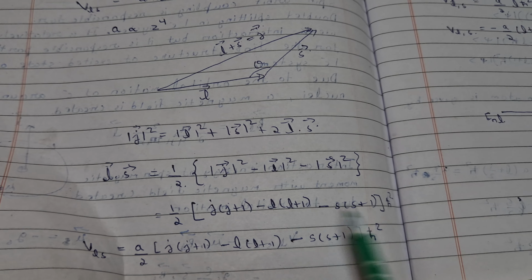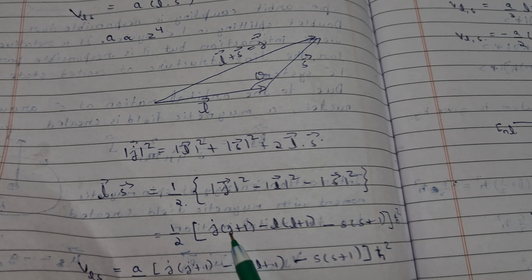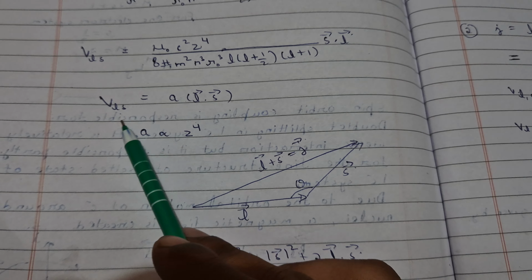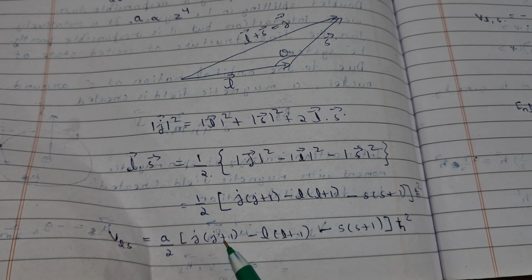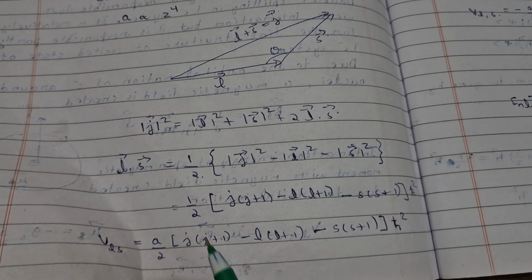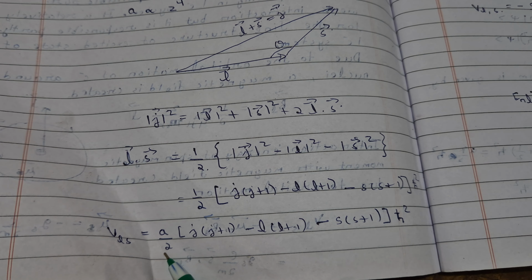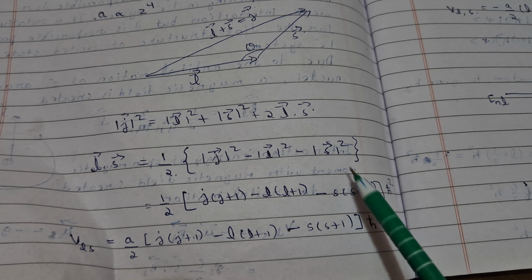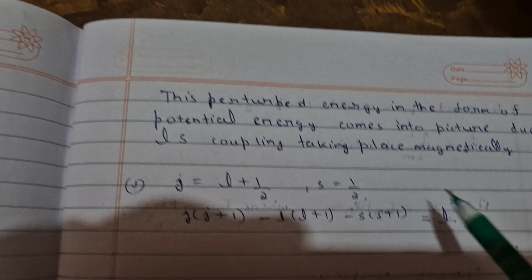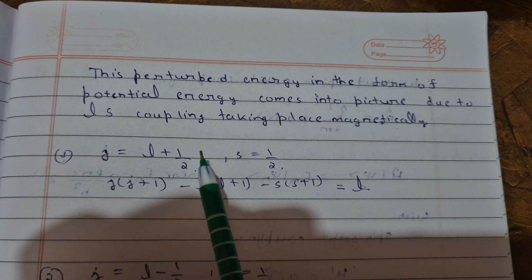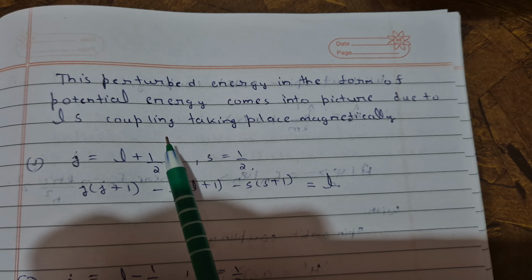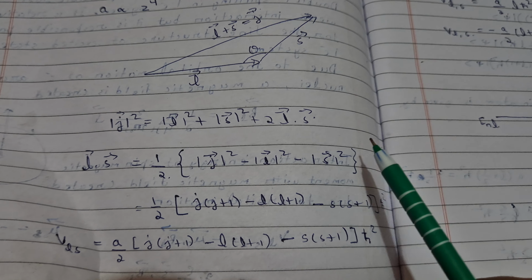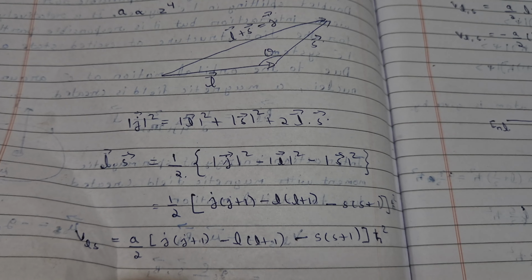Now see, L dot S is this, substitute this value here. So V_LS will be A times L dot S. Now this half will come here, and you already have this half, so it will be A by 2 and this complete term and h cut square. Now this is your perturbation term. So this perturbed energy in the form of the potential energy comes into the picture due to the LS coupling taking place magnetically. So this term only comes because of this LS coupling, otherwise it won't be there. So that's why we are getting these.